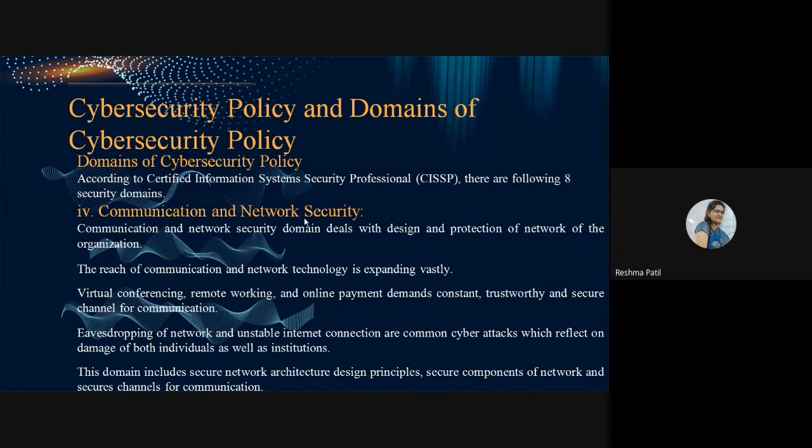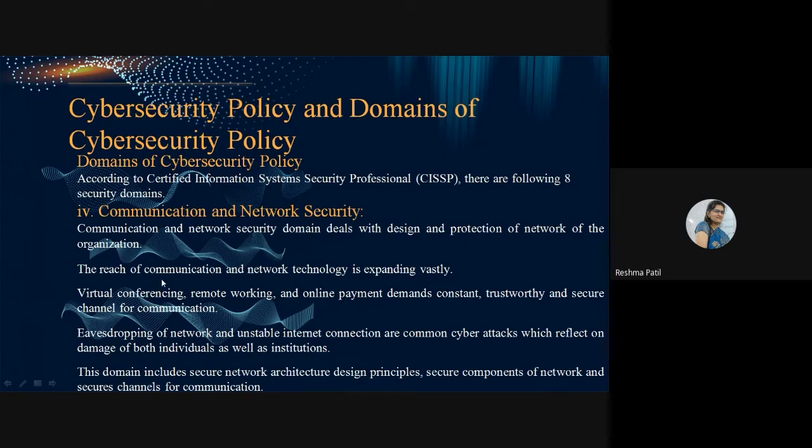Then communication and network security. The fourth module or fourth domain of cybersecurity policies is communication and network security. This domain deals with the design and protection of networks, because we are going to communicate. What is the network of an organization? We have to design that network first and then protect it.